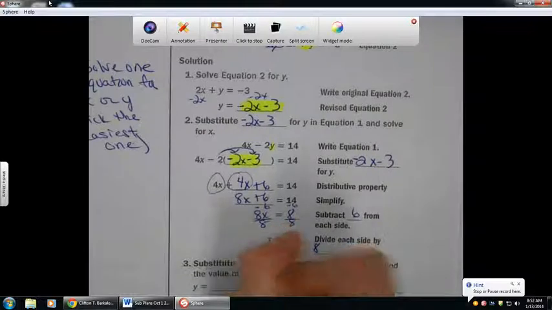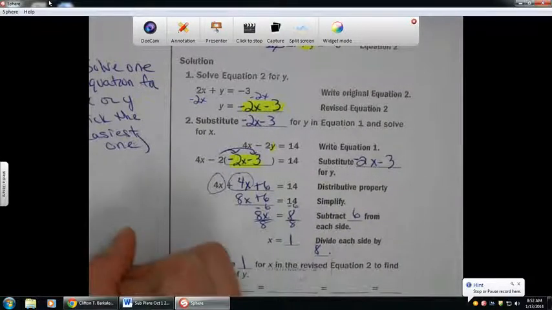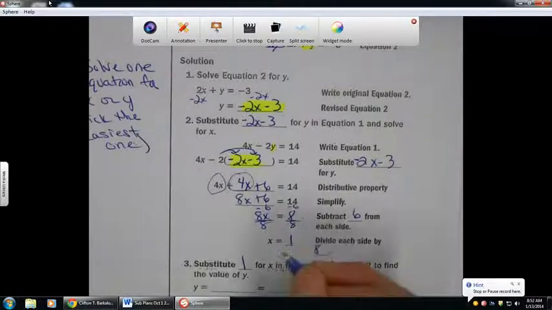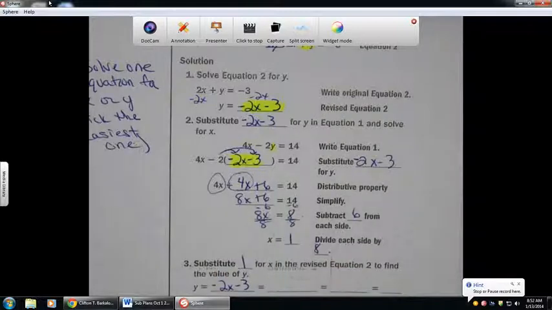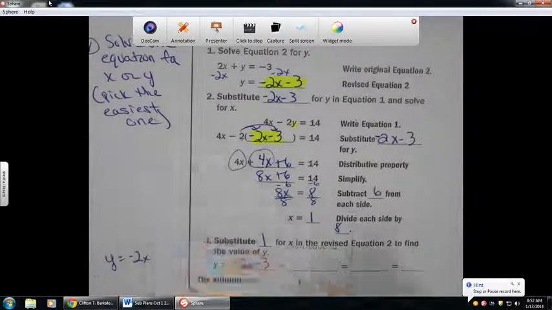Now we have to find the y. So what we're going to do is we're going to substitute 1 for x in the revised equation 2 to find the value of y. Equation 2 is y equals -2x minus 3. I'm going to do this off to the side because I always work vertically. So y equals -2x minus 3.